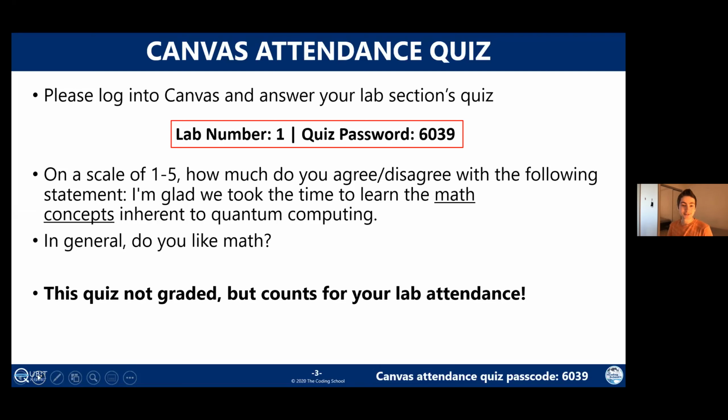Then the second question is just, in general, do you like math? I guess we're just gathering this for our own interest. I think you can probably tell that most of us enjoy math. We're just kind of curious where the rest of our audience is at on that.